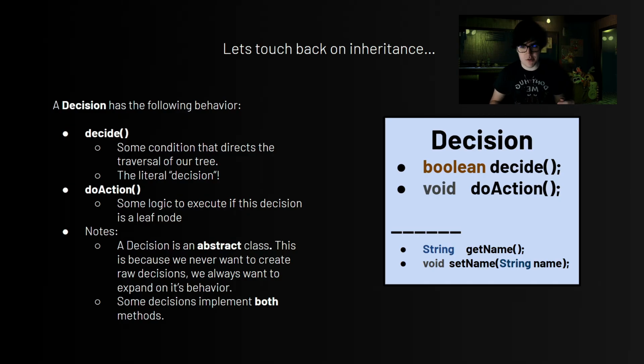So, a decision has the following behavior. A decide method that returns a boolean, and a do action method that returns void. In the actual implementation we might pass some things into do action and decide, but for now we just need to conceptualize it. So decide is going to return to us a boolean that will tell us what direction we should travel in the tree.